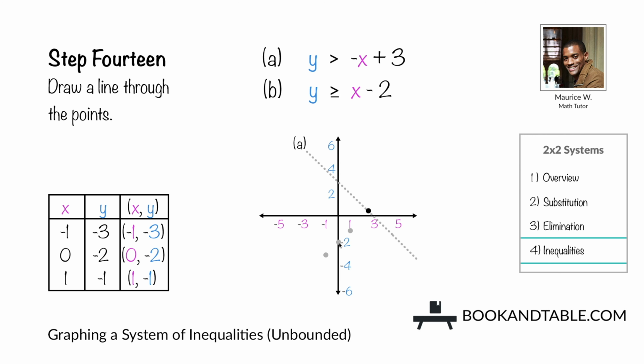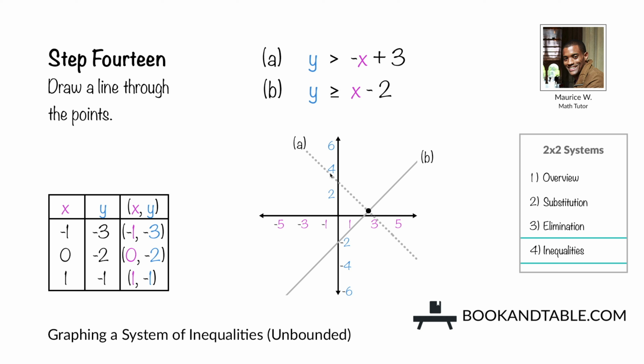And now you have the 3 points that will allow you to sketch equation B onto the coordinate plane. So step 14, draw a line through the points. And it is a solid line since inequality B is greater than or equal to. So the solutions are included on the line. In inequality A, they are not included along the line.